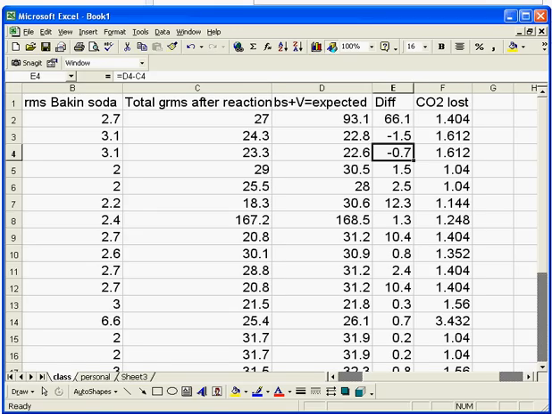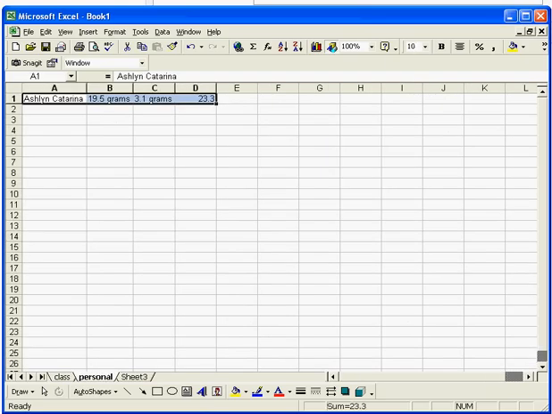What I would like you guys to do is go to this tab now, which is your personal tab, okay? And this is Ashlyn's, and she got 9.3. This is what she wound up with. She's going to repeat the process, okay? So here, what she wants to do is calculate the percent differences between what she expected and what she actually got, and then she's going to calculate the percent error. All right, so that's it for this project, and we're going to be moving on.